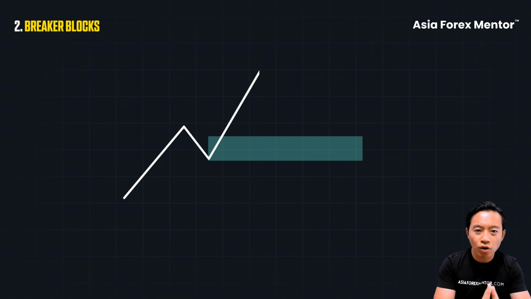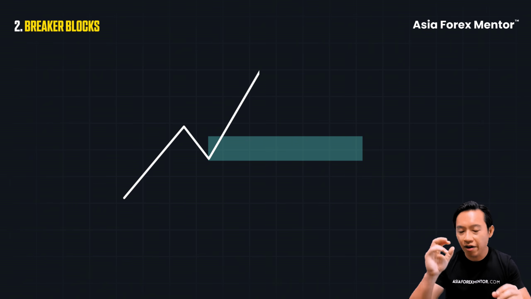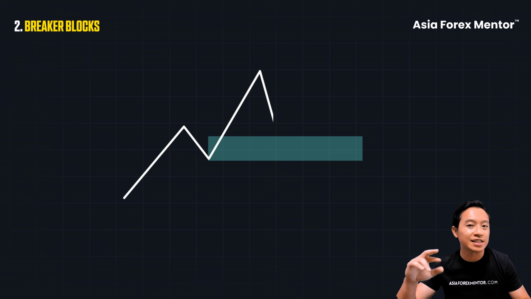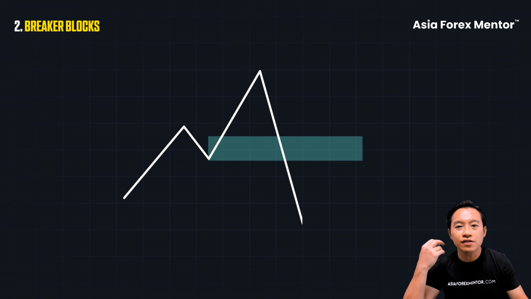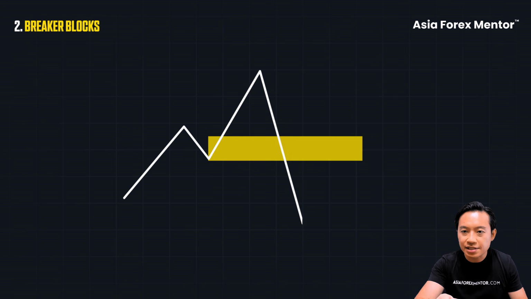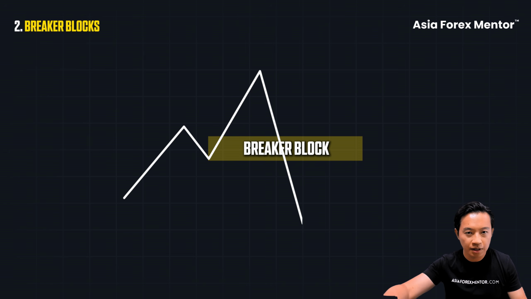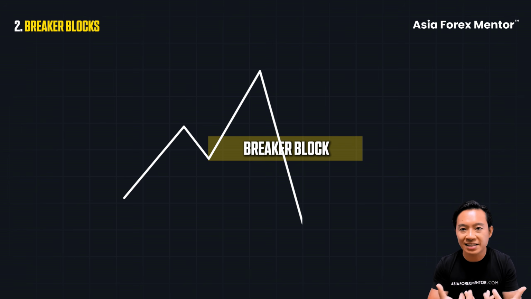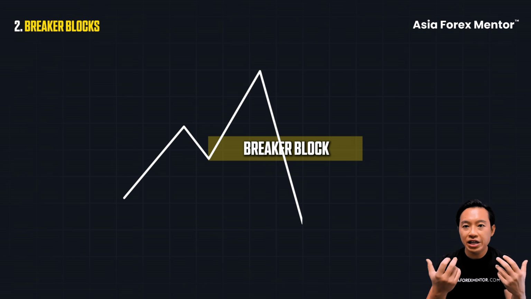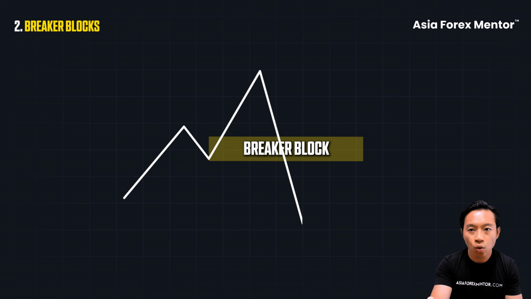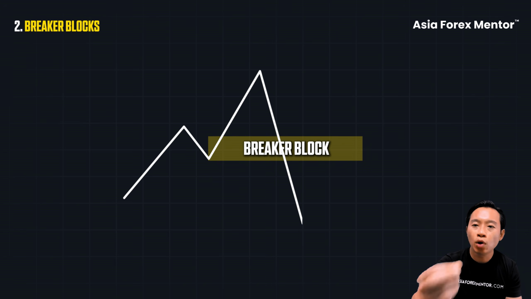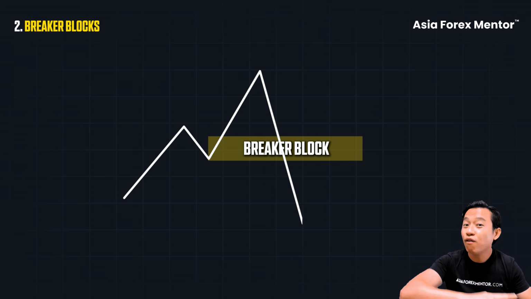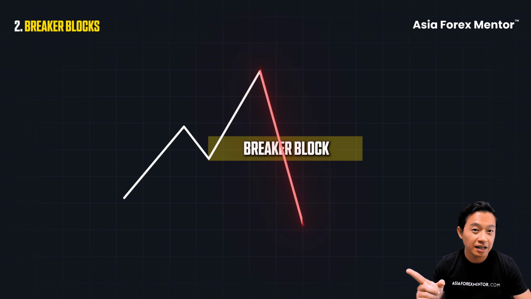So, breaker blocks is what happens when a valid order block gets broken, right? Now, instead of seeing it as a loss if you entered the trade, for example, we flip this into an opportunity. Because no matter how sharp your analysis is, not every order block will hold. A breaker block gives you the strategy for those failures.